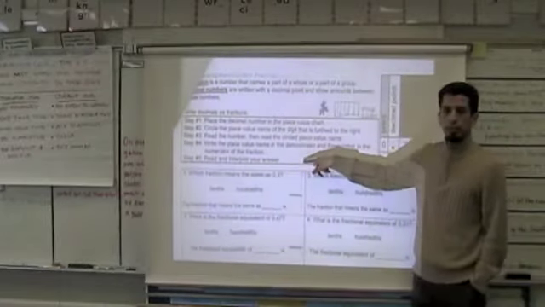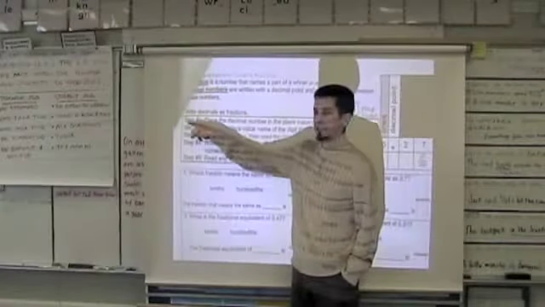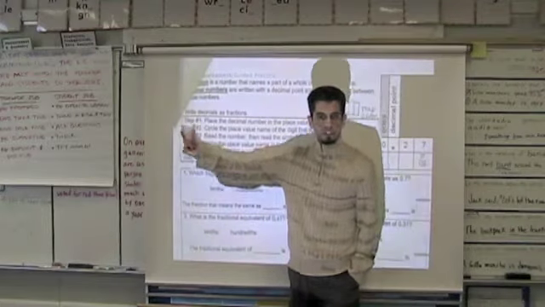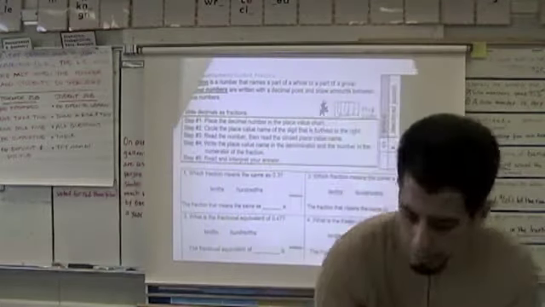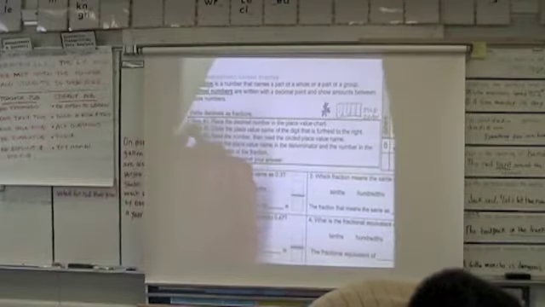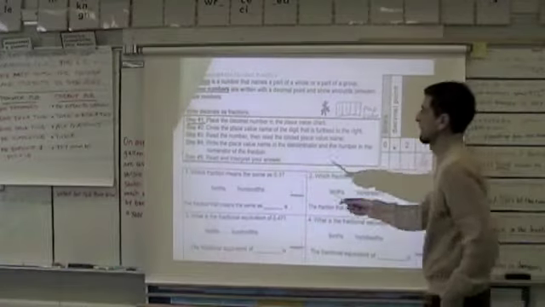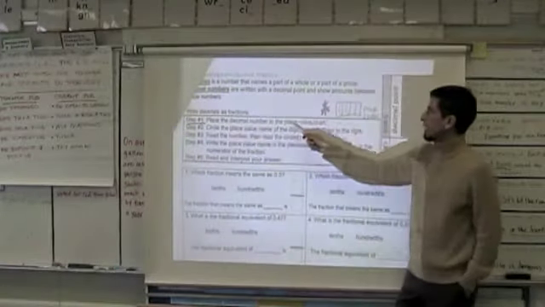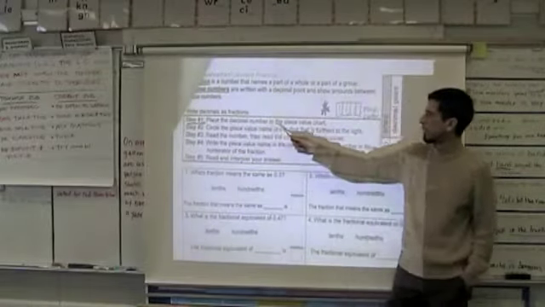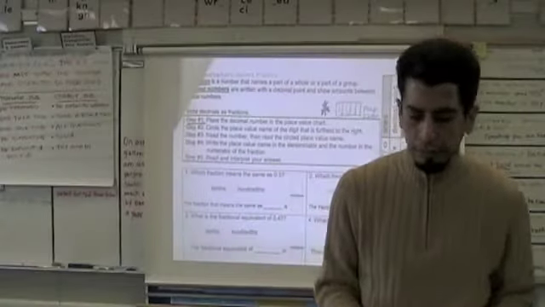Now, steps to do this work. Would you underline step 1, please? Just the words step number 1. I'm going to do mine in red so you know what to do. I'm going to read to you. You read with me. Place the decimal number in the place value chart. That's the first step we do when we do these numbers.